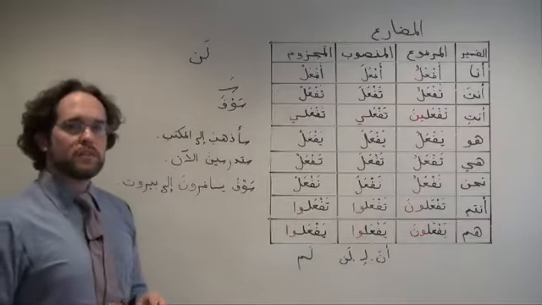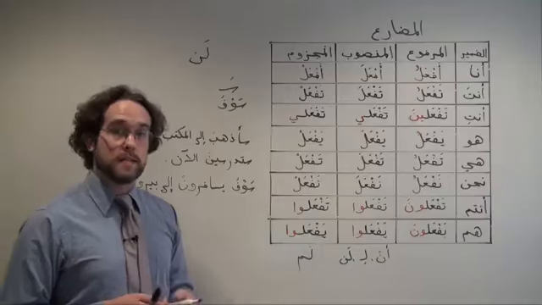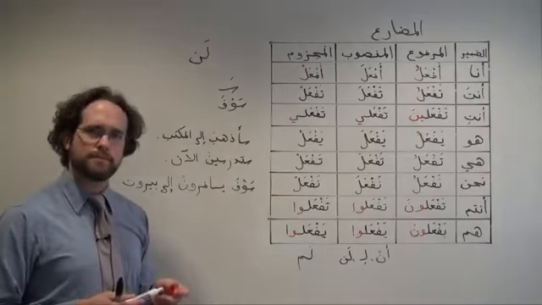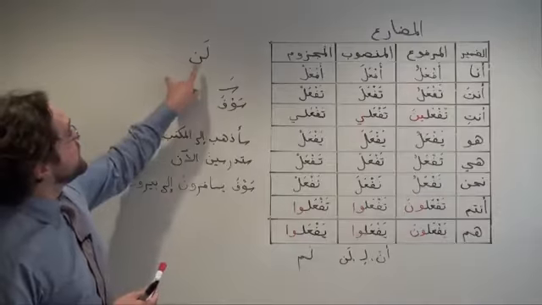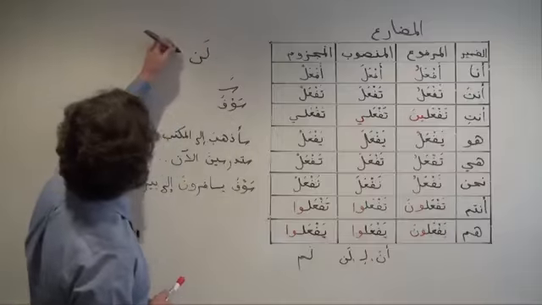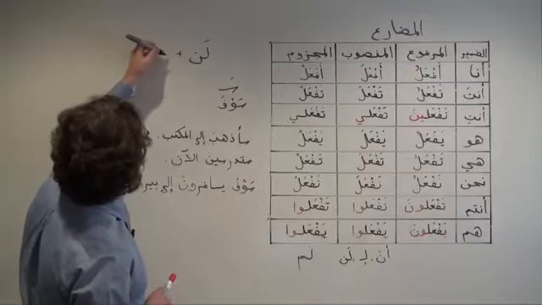Right? Now, if we wanted to turn these affirmative sentences into negative sentences, what we're going to do is remove sa or sawfa and put len in front of the verb. And we need to use len in combination with al-mudari' al-mansub.